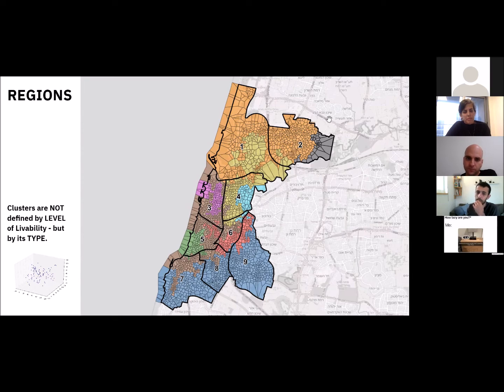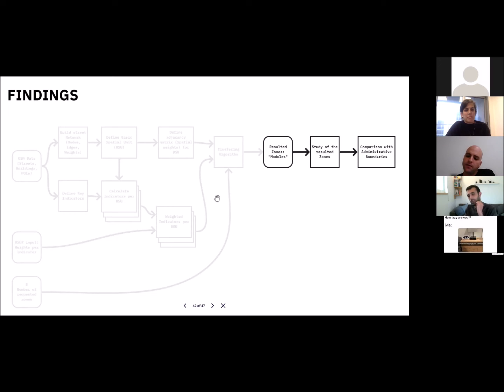Since the number of parameters that we check is n, we have an n-dimensional space, and the different basic spatial units, or observations, are placed in this n-dimensional space, like you see here in the bottom left. It then just says that a unit is relatively much more similar to its surroundings than to other places. And then, as I started to explain, we can keep studying the differences between the resulting zones and the administrative zones and so on.